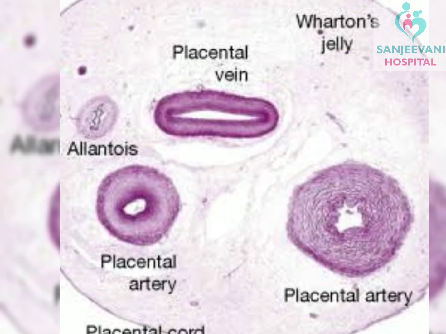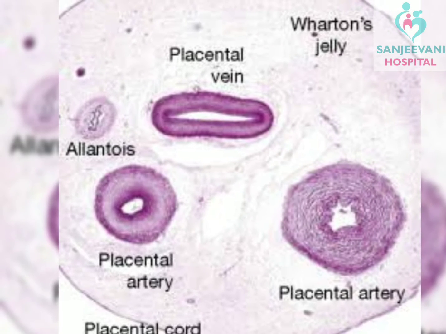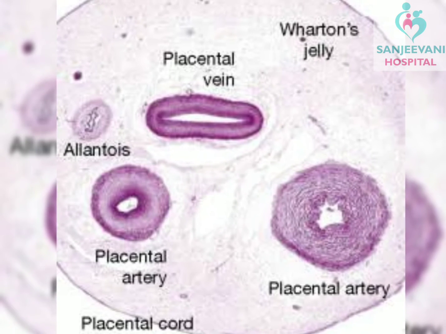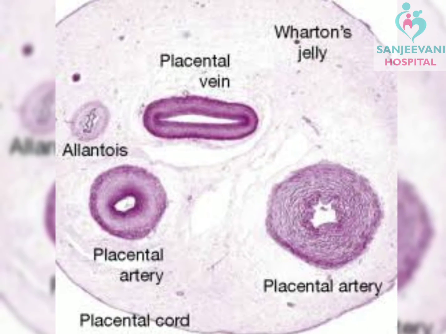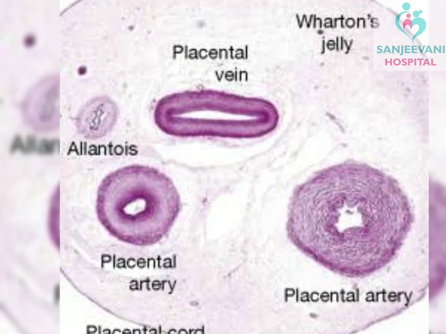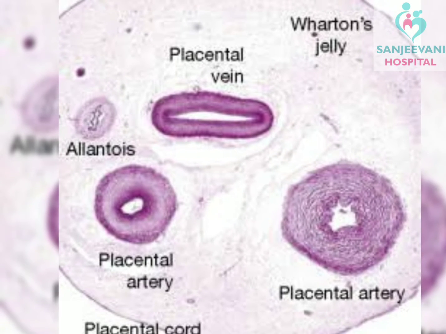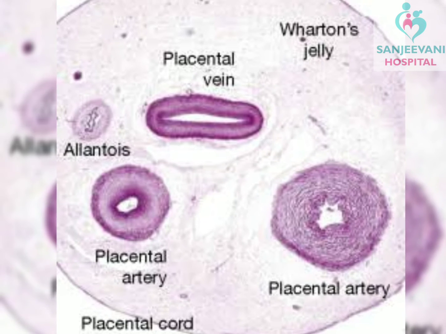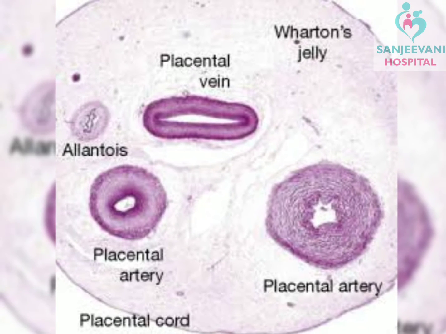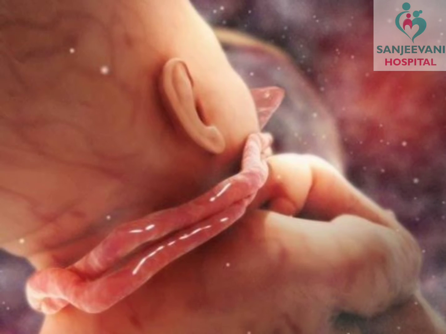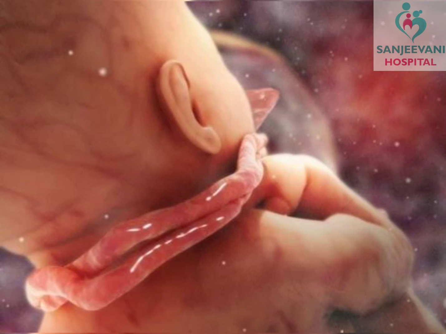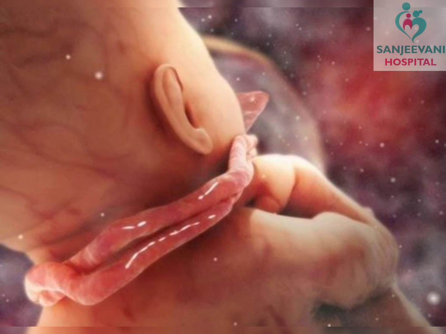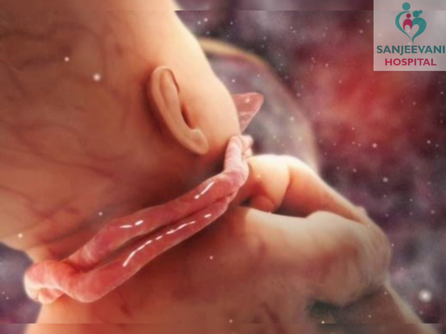And as you can see here, there are two arteries. This is the cross section of the umbilical cord, the histopathological view. You can see two arteries and one vein which are surrounded by a jelly called Wharton's jelly. I have already told you this Wharton's jelly prevents the knotting of the umbilical cord. So, friends, what is the reason for the presence of umbilical cord around the neck of the baby?